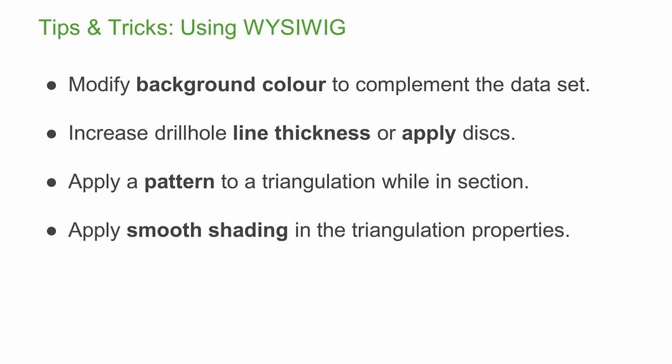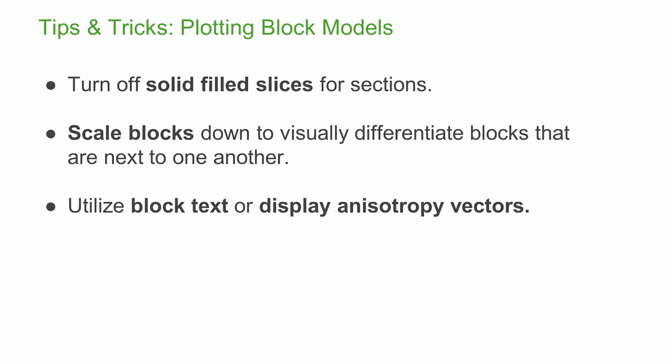Some tips and tricks for plotting block models. Definitely recommend using the low dynamic model in a section view, turning off the solid fill slice sections, which then will allow you to add those block texts afterwards. Also scale down those blocks a bit so that way you can visually differentiate blocks that are next to each other.